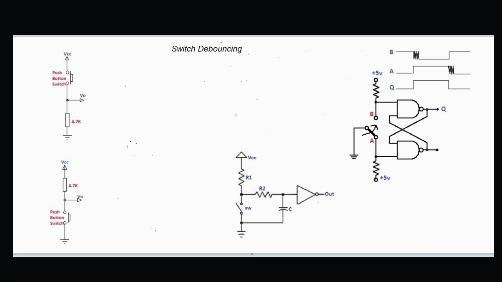Hello everyone. So today we are going to learn a very important topic which is switch debouncing. This is a very important concept in embedded systems. I should say that for those who are designing embedded systems or some sort of microcontroller based circuit where you are interfacing relays, mechanical switches, push buttons, this concept will be very important to apply.